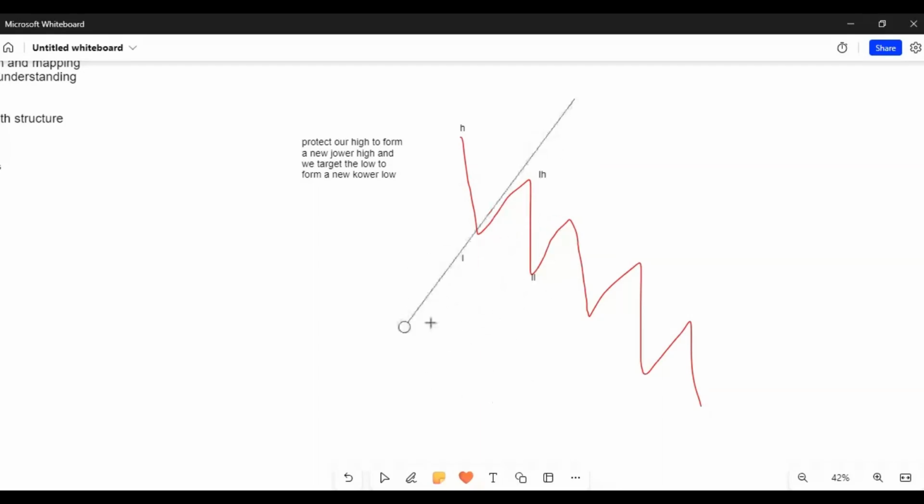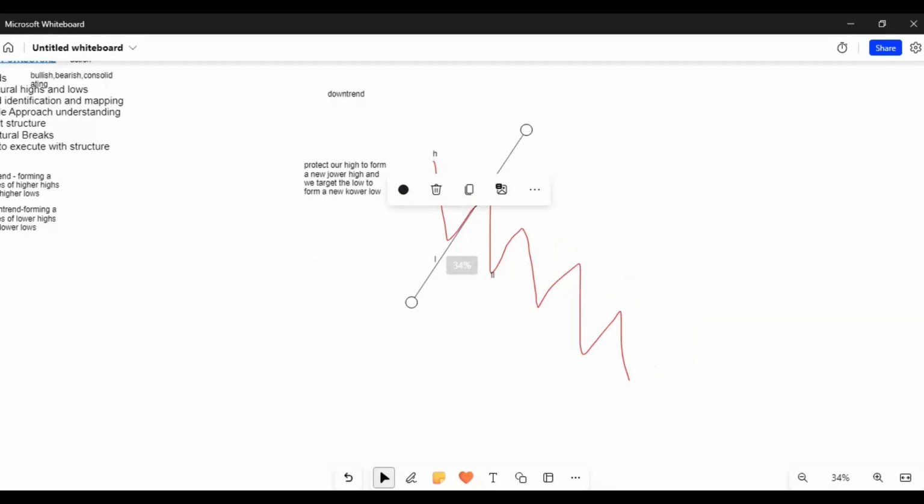When you identify your highs and lows, you now see what you're targeting, right? Protecting the low, targeting the high, protecting the high, targeting the low, depending on what case scenario of market structure you're in, either an uptrend or a downtrend, right? So we're going to look at structure breaks.